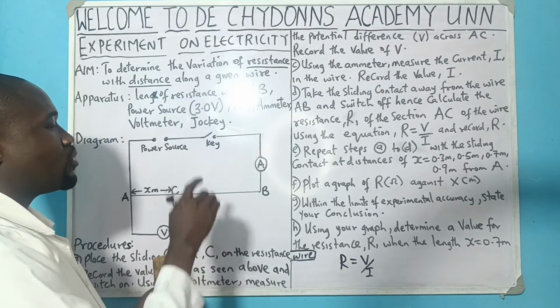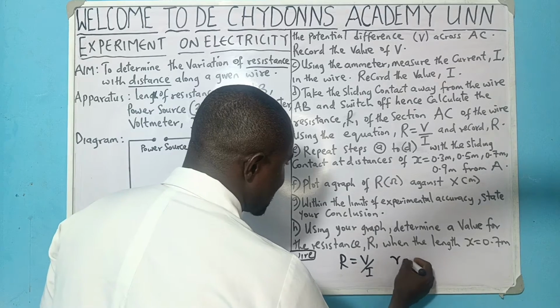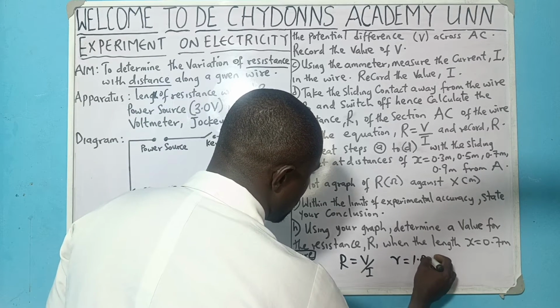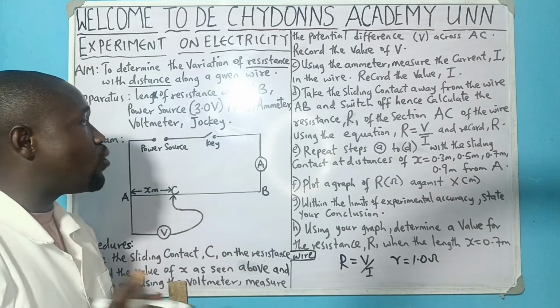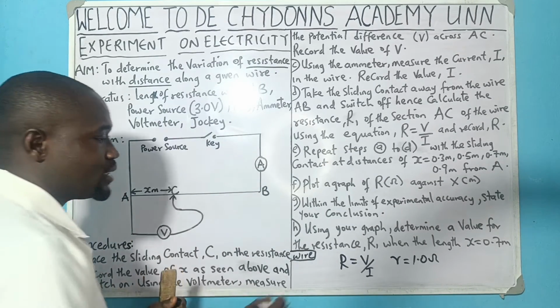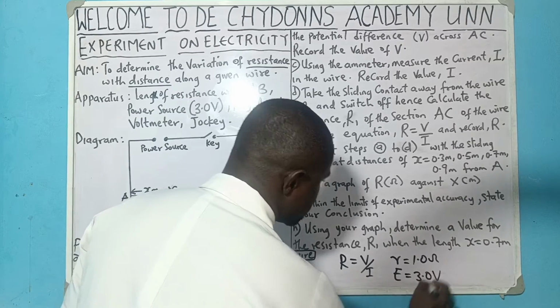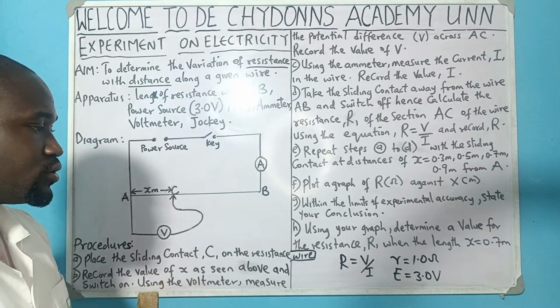Now, the internal resistance was given to be 1.0 ohm. That is the internal resistance. The EMF is 3.0 volts. What other thing did they give us?